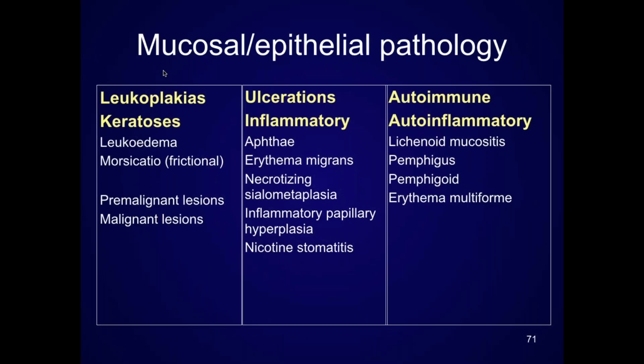So I got leukoplakias and keratoses. They're either going to be frictional stuff or they're going to be pre-malignancies or malignancies. Ulcerations are either going to be traumatic, inflammatory, infectious, or cancers. And all these immune inflammatory type things are either going to be lichen planus, pemphigus, we're going to talk about erythema multiforme, or they're going to be cancer, right? Because that's what it's all about for the mucosal pathology.